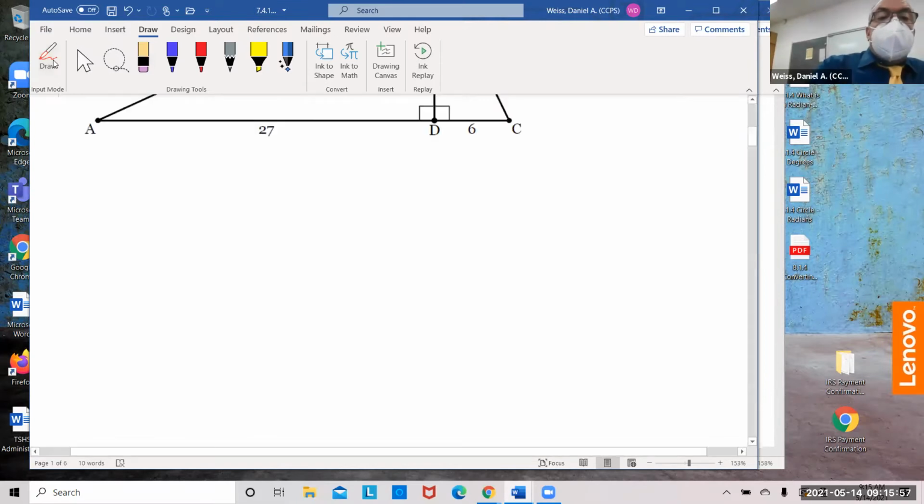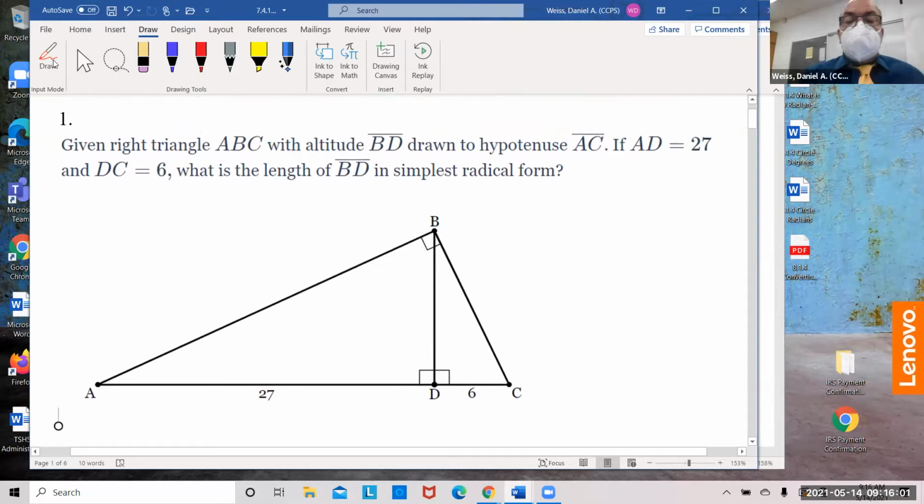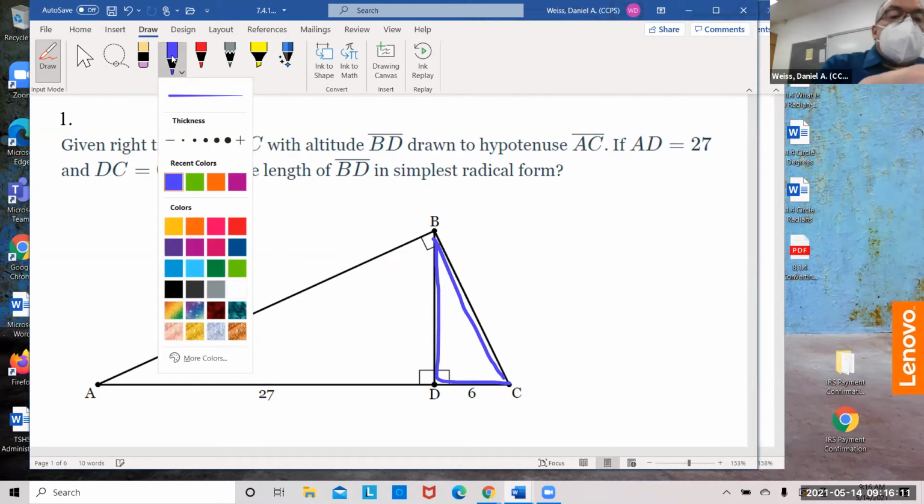So what I'm saying is I have 3 proportional triangles here, all right? I have this small triangle. I have this medium triangle.